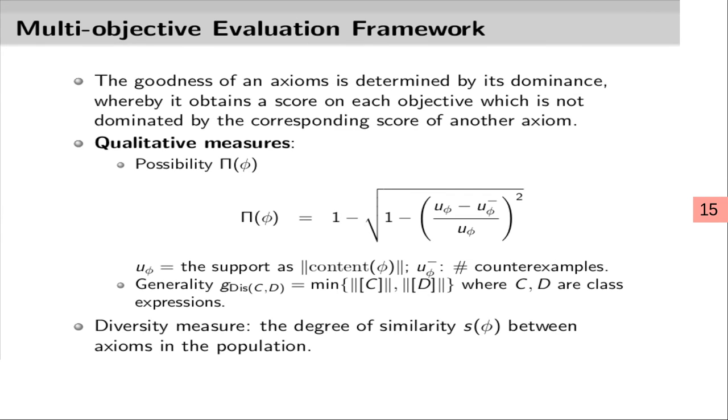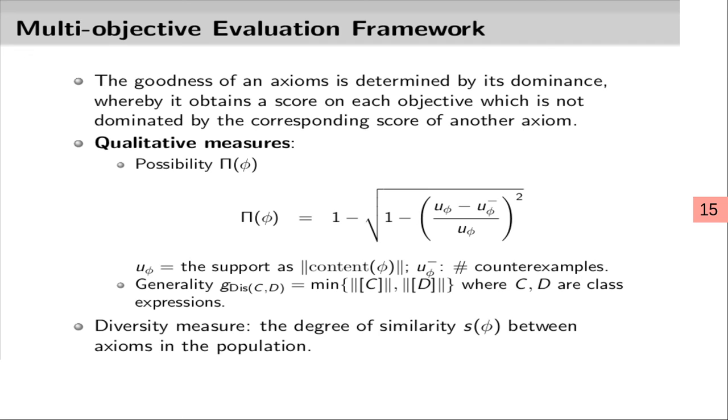Relevant to the multi-objective evolution framework, the goodness of an axiom is determined by its dominance index. This is often a score on each objective which is not dominated by the corresponding score of another axiom. And relevant to the quality measures, we recall axiom scoring relevant to possibility and generality, which we applied in the previous work. And possibility is a reliable measure of the credibility of the class disjointness axiom.